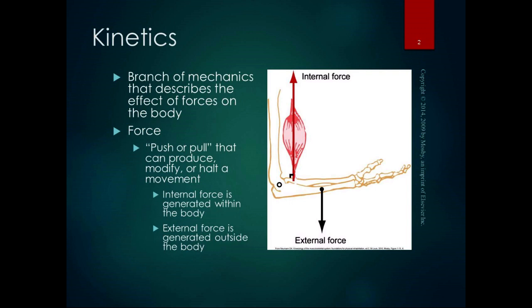So internal force is generated within the body, usually by muscles, and external force is generated outside the body, often by gravity, but it can be something else, like a therapist moving your arm, or a machine moving your arm, or a dog pulling you on a leash, something like that. So internal force is generated within the body, external force is outside the body. In the picture here, we have the biceps generating an internal force to flex the elbow against the external force of gravity.